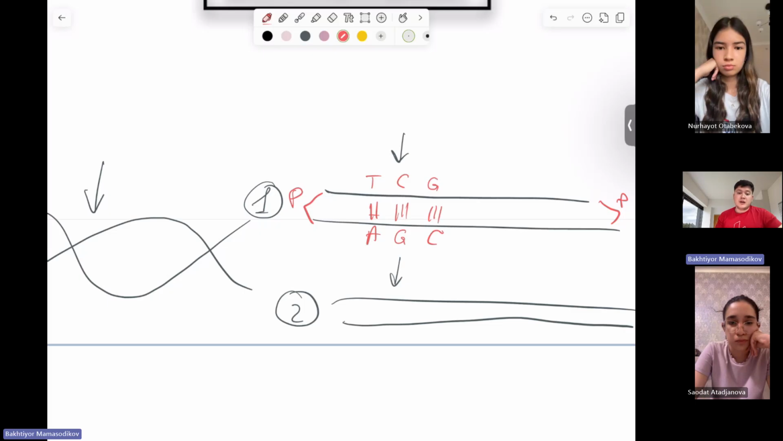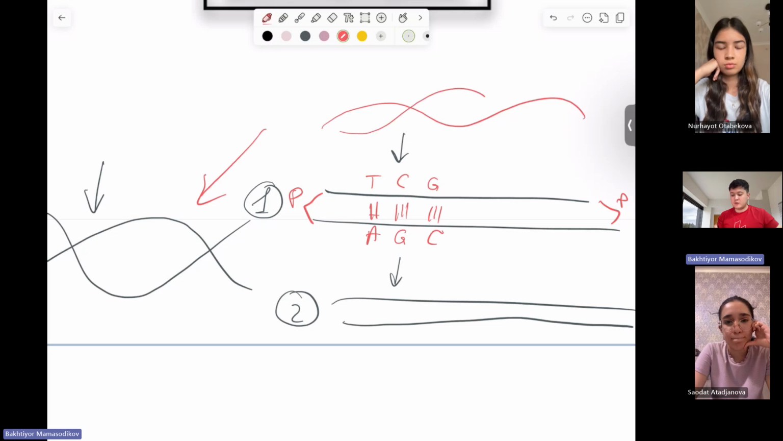Okay. Then, twisting back, they must twist now. Again, they must twist. They must get this shape again. Okay, they're going to twist. We have special enzymes which are called topoisomerases. Those topoisomerases are going to twist the double helices back.